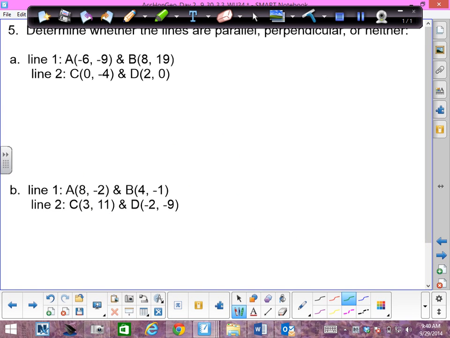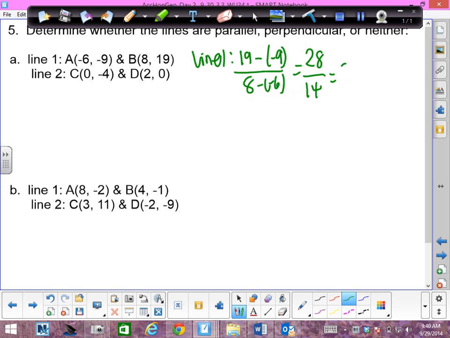So when we're working with lines, we're going to focus on the slope. So just based on these lines, we need to determine the slopes, and technically we want to know if they have different y-intercepts. So to find the slope of line 1, we would have 19 minus -9, and then 8 minus -6. So 19 minus -9 is actually 28, and then 8 minus -6 is 14, which gives us a slope of 2.